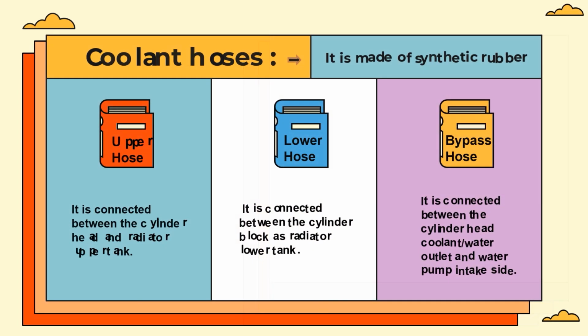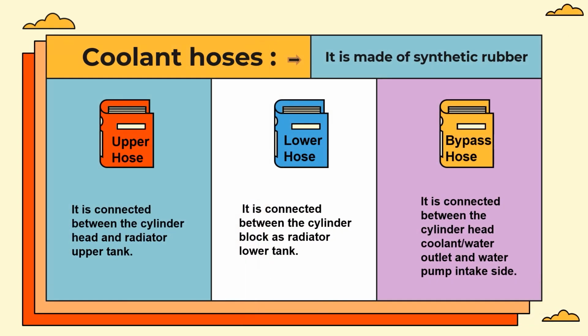Coolant hoses. They are made of synthetic rubber. There are three types of hoses. Upper hose: it is connected between the cylinder head and the radiator upper tank. Lower hose: it is connected between the cylinder block and the radiator lower tank. Bypass hose: it is connected between the cylinder head coolant water outlet and the water pump intake side.